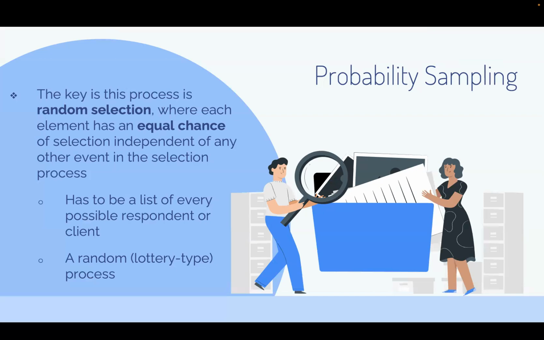To implement this in practice, one must begin with a comprehensive list, including every possible respondent within the target demographic. Imagine, if you will, a researcher seeking to understand the impact of a new health policy on the elderly. They would compile a complete list of residents aged 65 and above in a given area. This list serves as a sampling frame from which individuals are selected through a random lottery type process. It could be as simple as drawing names from a hat or as sophisticated as using a random number generator.